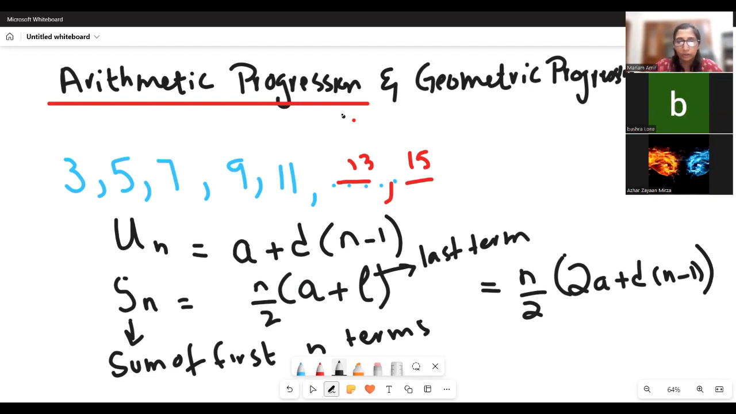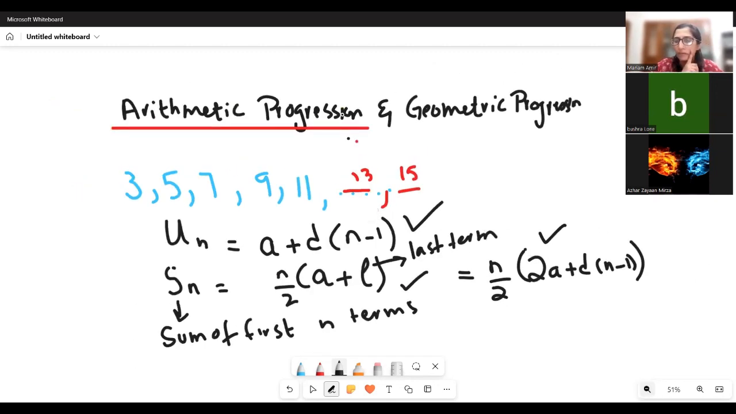So you need to know the formula for nth term, and both the formulas for sum of first n terms. Although it's given in the formula sheet as well. Have I sent you guys the formula sheet that you'll have in the exam? No, miss. Okay, I'll send it to you. All three of these formulas are there.